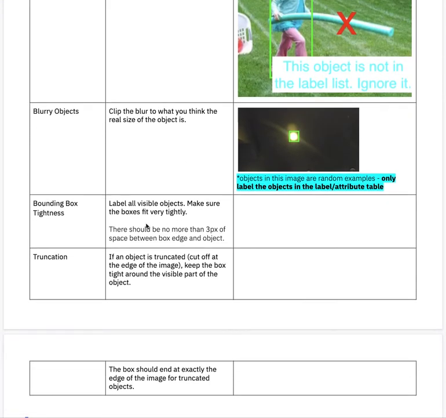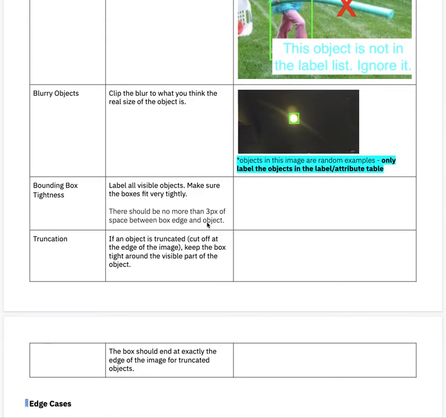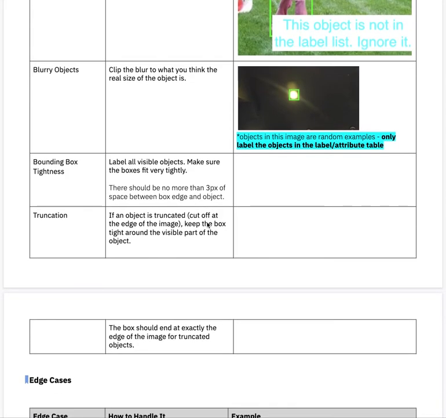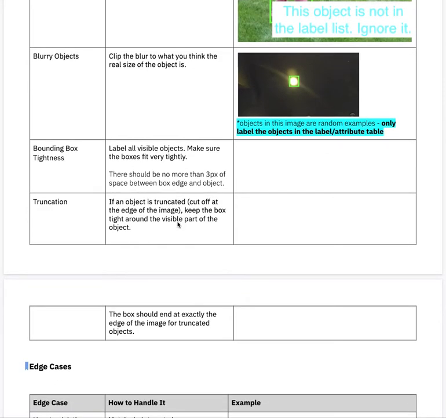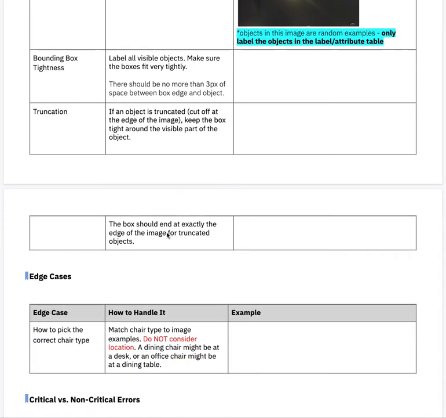Make sure that you're drawing bounding boxes very tightly to the actual object. Do no more than 3 pixels of space between the edge of the box and the edge of the object. And then if the object is cut off at the edge of the image, keep that box still very tight around the visible part, and the box should end at exactly the edge of the image.